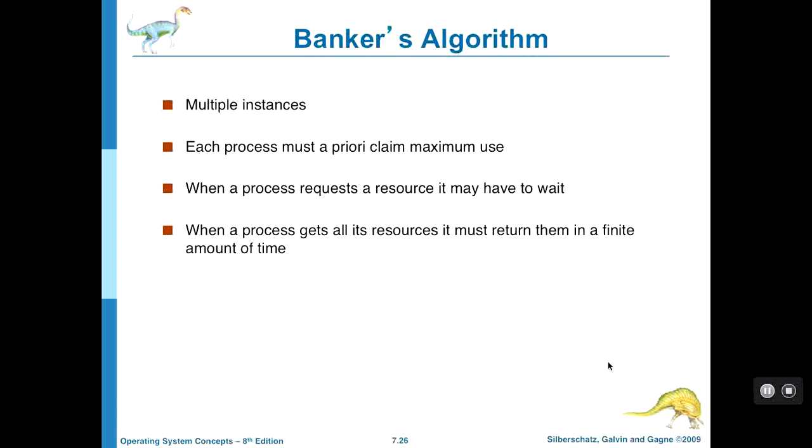Banker's algorithm is designed to decide if a state is unsafe when using multiple instances of resources. Each process must tell you before it begins exactly what resources and the number that it plans. It could be its maximum allocation or maximum request. When a process requests a resource, it may have to wait if allocating that resource causes it to go into an unsafe state. And when a process finishes, all of its resources must be returned within a finite amount of time.